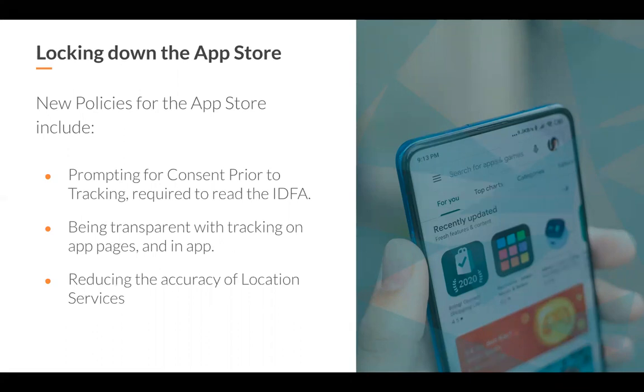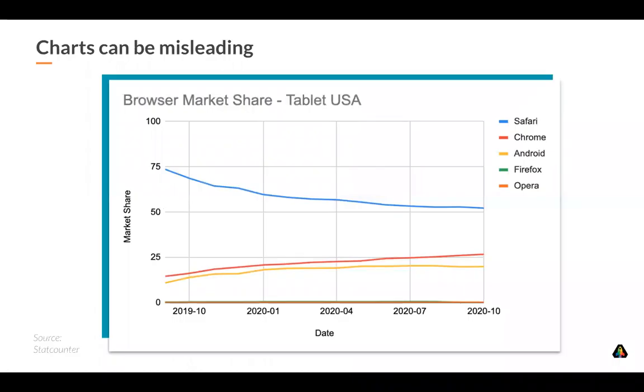But let's talk about the impact that this could potentially be having. Here is an example of why charts can be misleading. So if we look at this StatCounter data, we pulled all of the market share for tablets in the US, and we're looking at Safari. In September of 2019, it's at nearly 75% market share, and in October of 2020, it has dropped to just over 50. We have seen increases in Chrome and Android, but not enough to offset that.